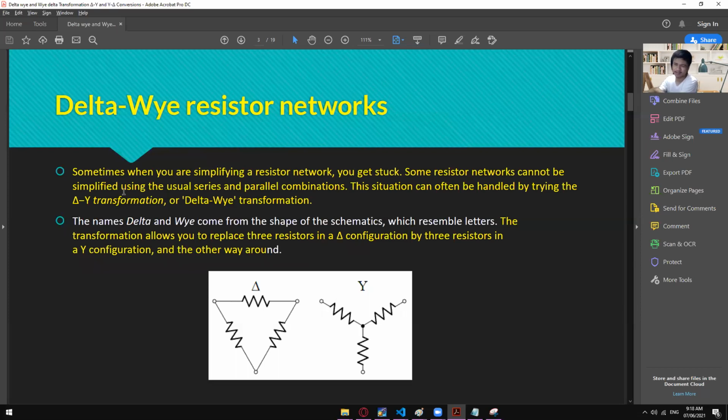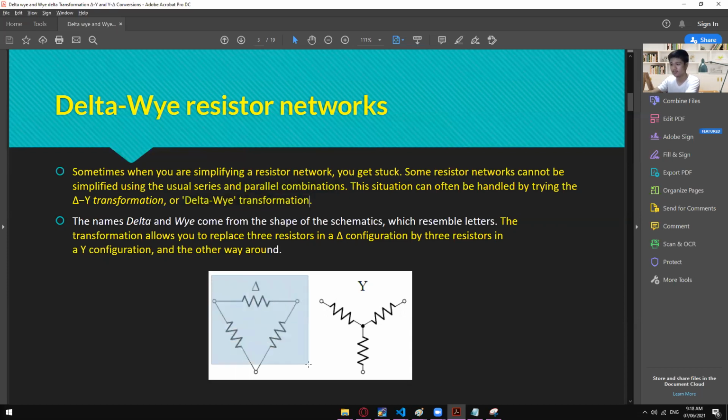Because we're not sure if this one is really parallel to this one, or really in series with this one, since we have a lot of nodes that we are dealing with. Some resistor networks cannot be simplified using the usual series and parallel combinations. This situation can often be handled by trying the delta to y transformation. The names delta and y come from the shape of the schematics.